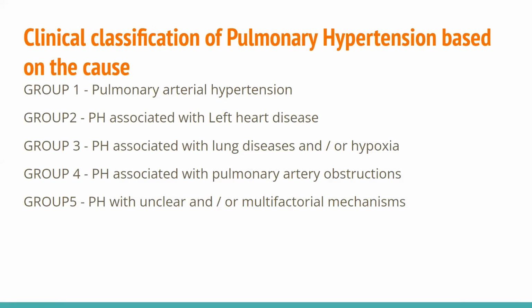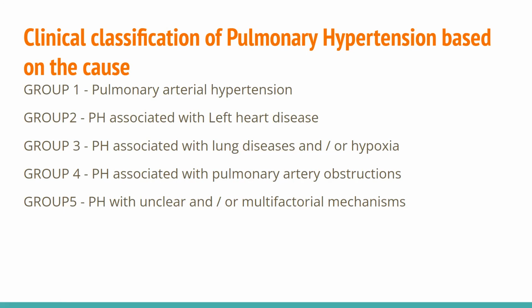So clinical classification of pulmonary hypertension, which is basically based on the cause. The purpose of this clinical classification stands out to categorize the patient and their clinical condition based on similar pathophysiological mechanism, clinical presentation of them, hemodynamic characteristics, and what is the treatment, what has to be given. So group 1 includes pulmonary artery hypertension. Group 2 is pulmonary hypertension associated with left heart disease.